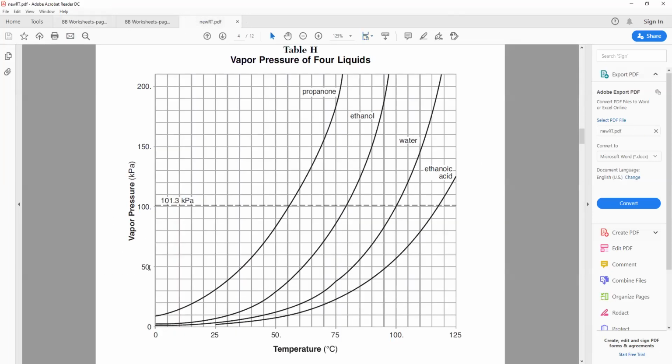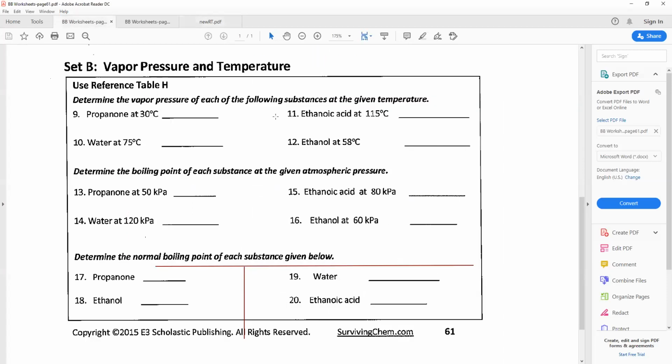So they said 50 kPa. So 50 kPa is over here. I did the other way. I'm going to go across. Then it's over here. So I'm going to say 30, 35, 36 or 37. So let's write over here 36 or 37 degrees Celsius.